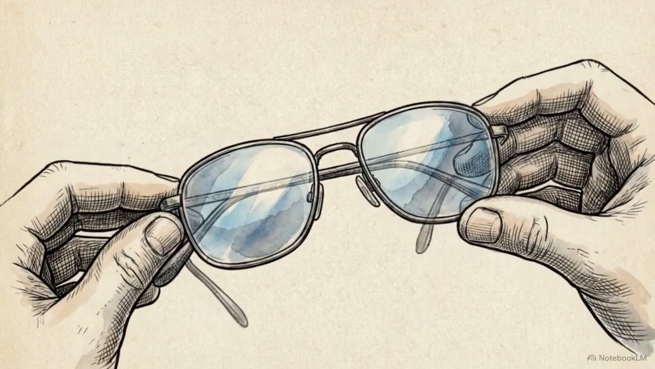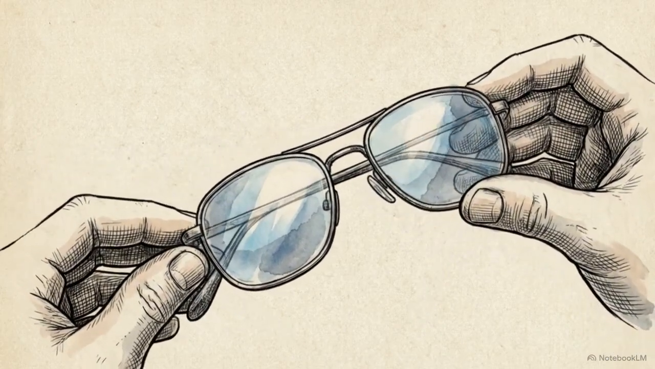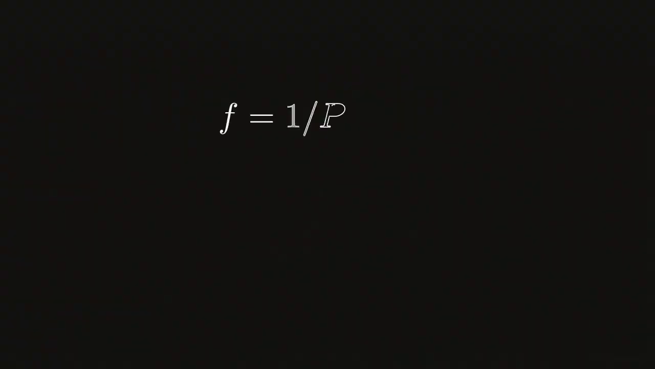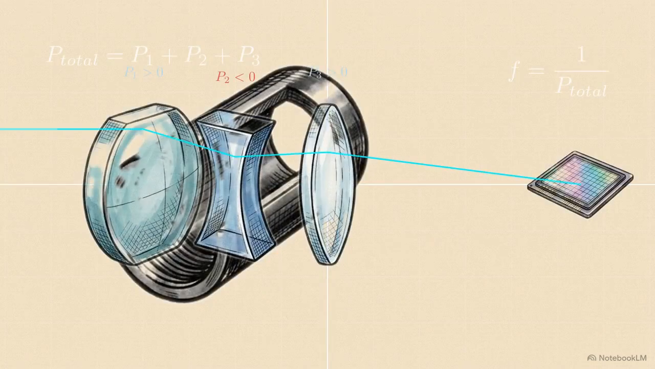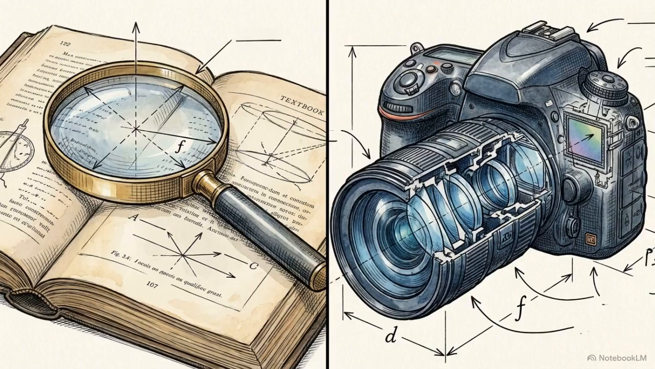If you have a pair of eyeglasses or a magnifying glass, check the prescription in diopters and reverse the calculation to find its focal length in meters. Mastering these calculations and material constraints allows you to predict how light will behave in everything from a simple magnifying glass to a complex multi-lens camera.